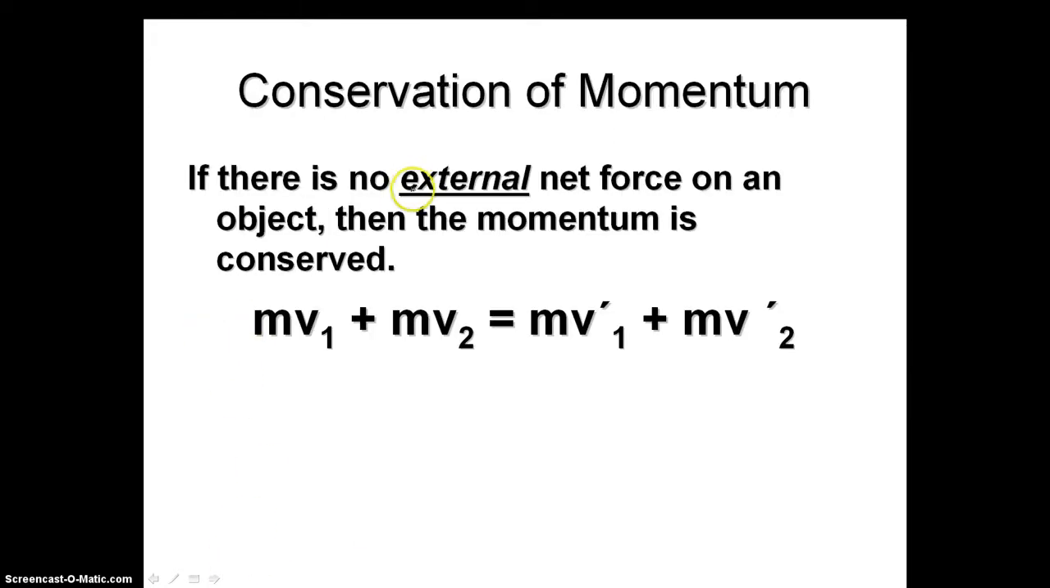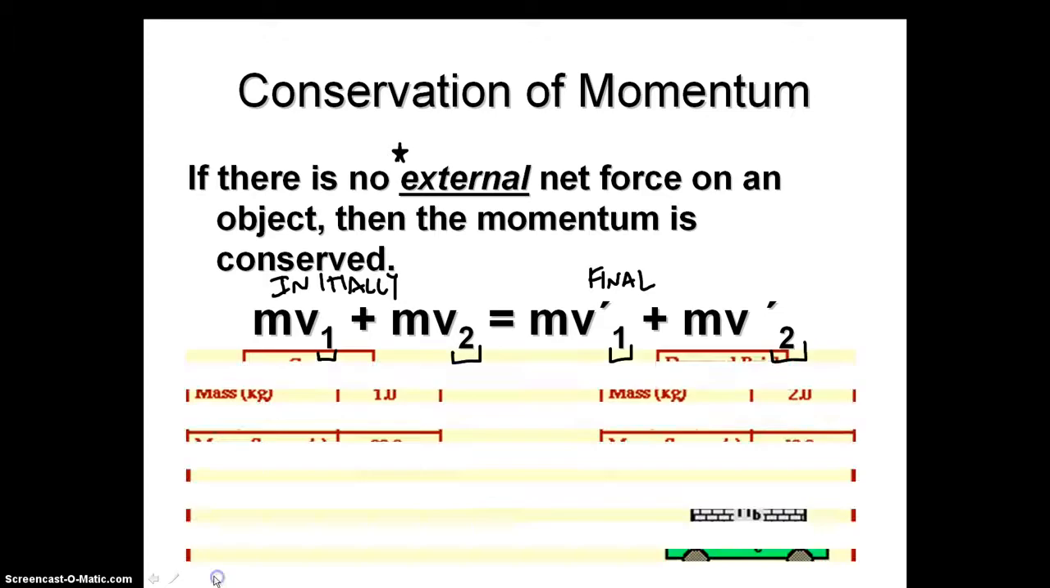Conservation of momentum. If there is no external net force on an object, the momentum is conserved. And so we say the momentum initially equals the momentum at the end. This means object 1 and object 2 before, and object 1 and object 2 after. We're going to do a couple problems with this to see how it works out.